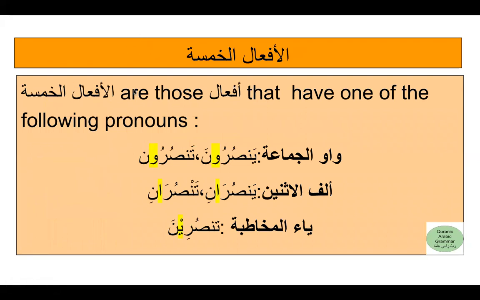Af'alul khamsa are those af'al that have one of the following pronouns. They can have wawil jama'a, aliful ithnain, or yaul mukhataba. They have to have one of these 3 pronouns to be included in the category of al-af'alul khamsa.